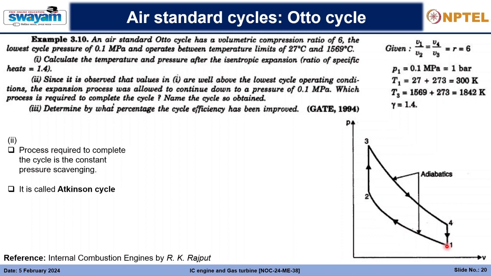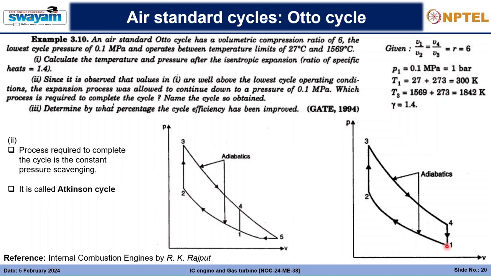The cycle is called the Atkinson cycle, and you will have to supply a constant pressure scavenging. So what is constant pressure scavenging? Basically this is a new cycle. Point 4 was the initial condition, and from that it was allowed to expand up to point 5, where it is now in sync with the thermal properties of point 1.